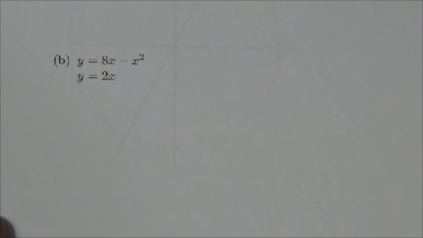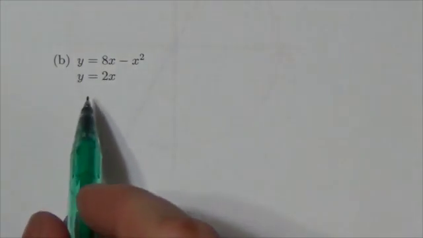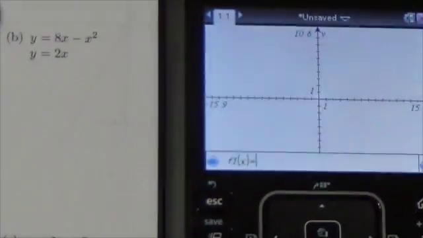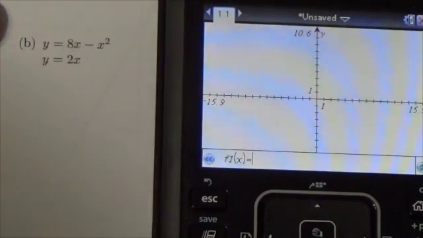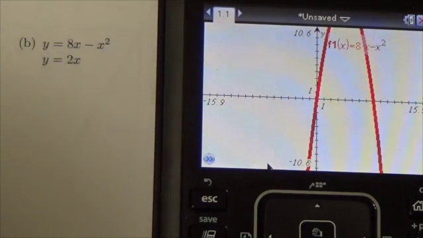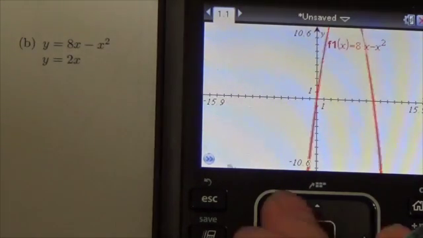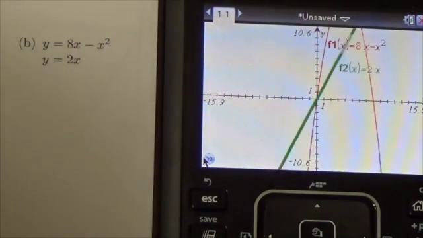Okay, question 1b. Y equals 8x minus x squared, y equals 2x. So I'm going to go back to my Inspire, and I'll enter those equations in there. First of all, 8x minus x squared, enter, you see the graph there, and then for my next equation, I will enter 2x, enter.